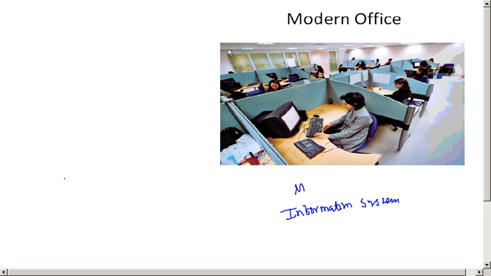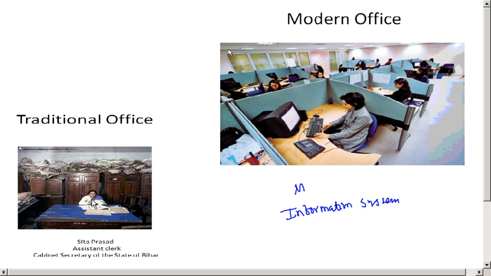So here is the challenge: how do I transform my traditional office into a modern office like this? This traditional office is backed by physical records, boxes, and a clerk, whereas my modern office is backed by an information system and call center operators. So essentially what we are coming to is how to build an information system.